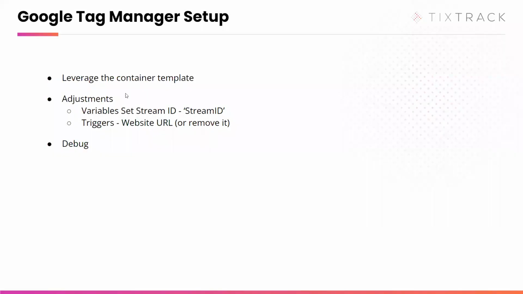On the Google Tag Manager side, the container template is going to be your first option. And then from there, you'll just adjust some variable settings. So you'll adjust what's called the stream ID and then the triggers. Depending on your configuration, you may or may not even need the website URL. If you have other areas within your site where your container may be used, you may want to narrow it down just to the Ticketure side to fire these events. And so we've got an additional website URL trigger on there. All this will make a little more sense once we get into the GTM side.